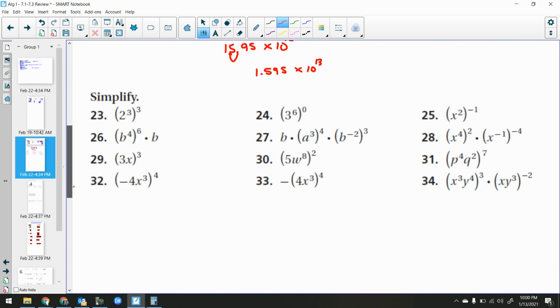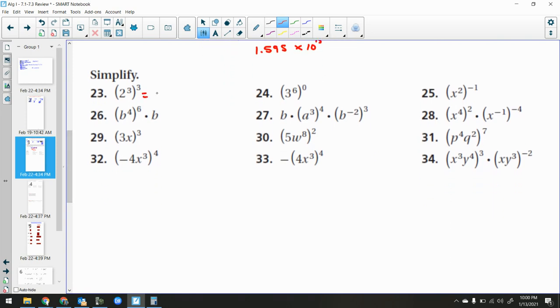All right. Number 23, power to a power we multiply, so 2 to the 9th. Anything to the 0 power is 1 for number 24. I multiply power to a power, so this should be x to the negative second, or in other words, 1 over x to the positive second. And that's my answer. Don't leave a negative exponent, remember. Okay, multiply here, b to the 24th times b. Remember that b is just b to the first power, so all in total, b to the 25th power.